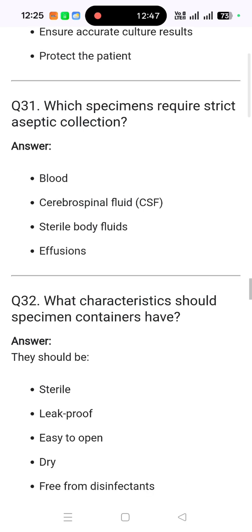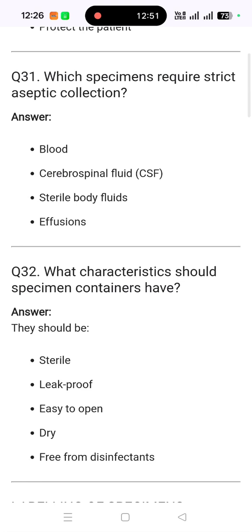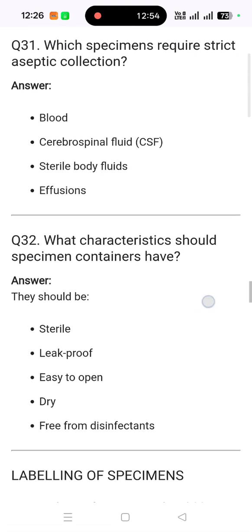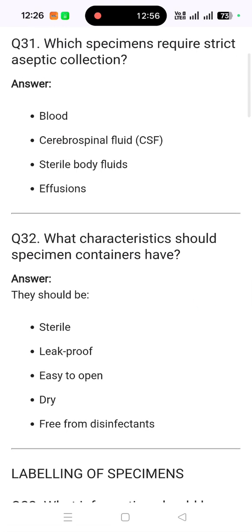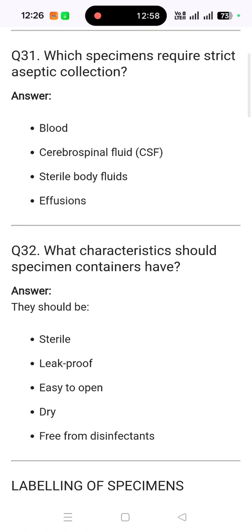Which specimens require strict aseptic collection? Blood, CSF, sterile fluid effusion. So these are where aseptic collection is required, because these are sterile samples, there is no chance of organisms in them, so we don't want any organism from outside, and we don't want to give a report which is not correct.